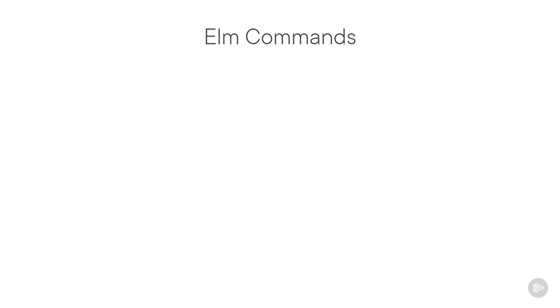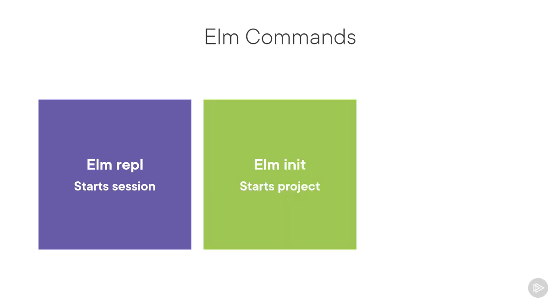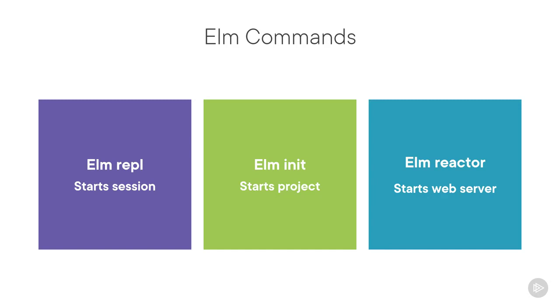Here are the 3 most popular Elm commands using the Elm executable. First, running Elm REPL is going to start an interactive session for running pieces of code, which is great for initial experimentation with Elm. Second, running Elm init is going to start a new Elm project and initialize its basic structure. Third, running Elm Reactor is going to start a new web server for development purposes. This is going to be very useful when running web apps, since we are going to use a browser to load web apps from the development server.